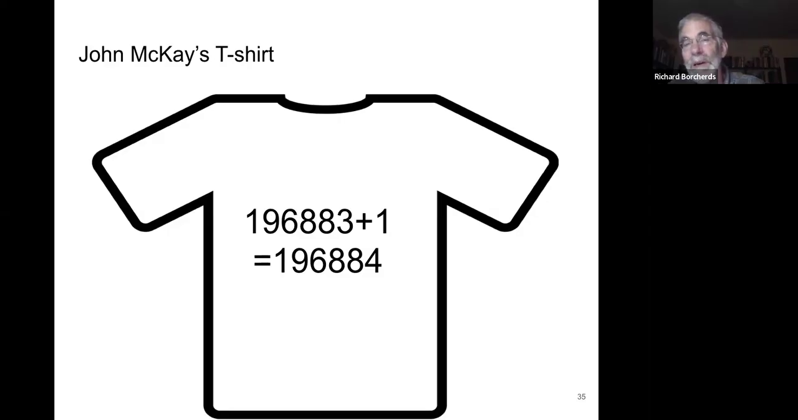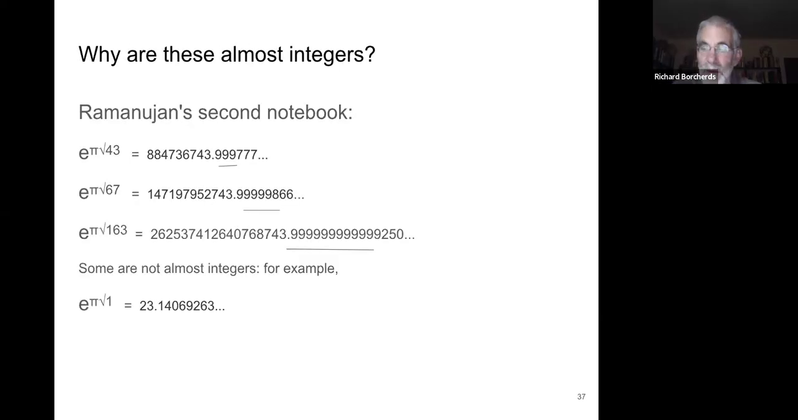The reason is that 196883 is the dimension of a space in which a sporadic group called the monster lives. And 196884 is a coefficient of something called the elliptic modular function. So I'll now try and explain what both of these are.